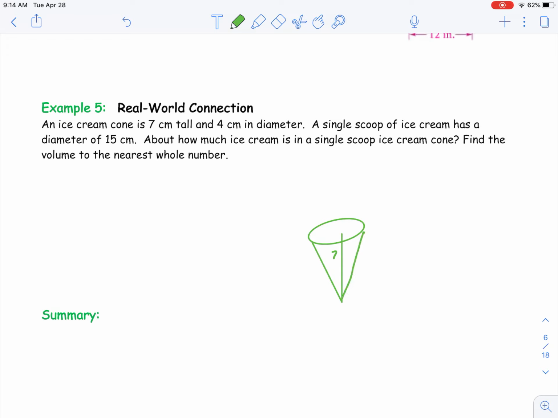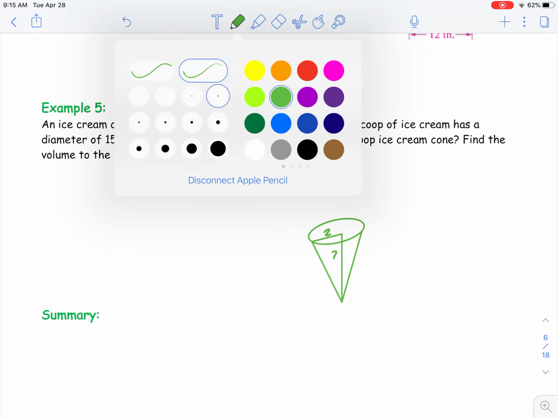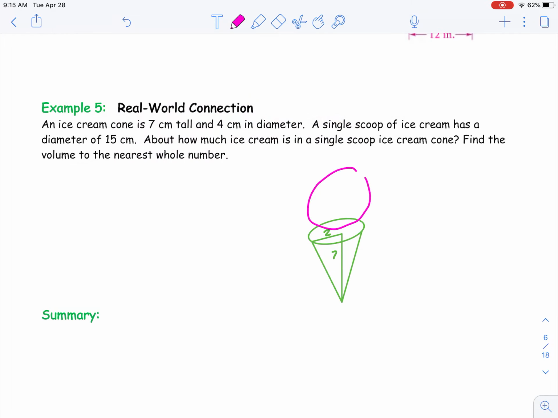And then they also tell us that it is 4 centimeters in diameter, so in other words, it's 2 centimeters in radius. And then it might say, hey, we've got this scoop of ice cream, which is a sphere, of course, and it has a diameter of 15 centimeters, which first off, if you haven't realized, is insane because your cone is only 4 centimeters wide. But ignoring that, we might say, well, how much ice cream can fit inside our ice cream cone, right? So maybe when we get our ice cream, they fill up the cone all the way and they put a big scoop on top.